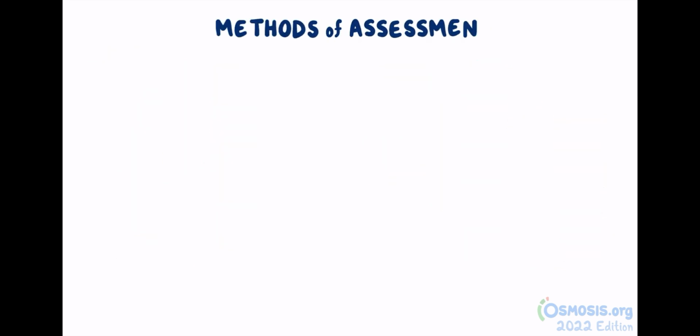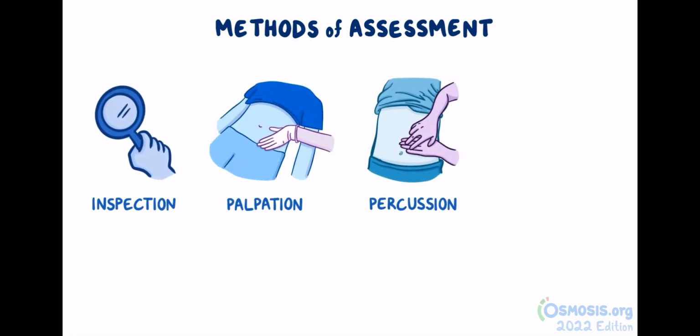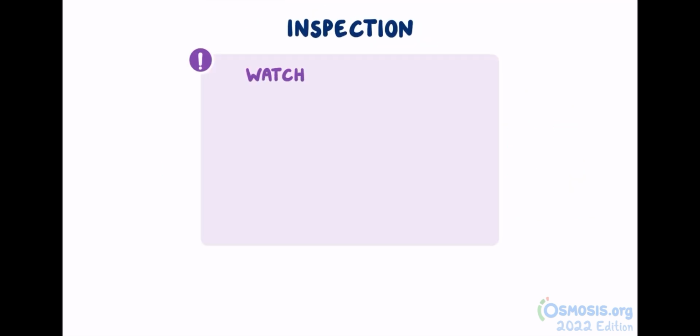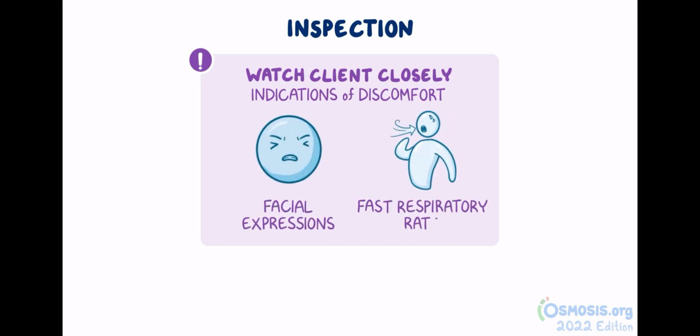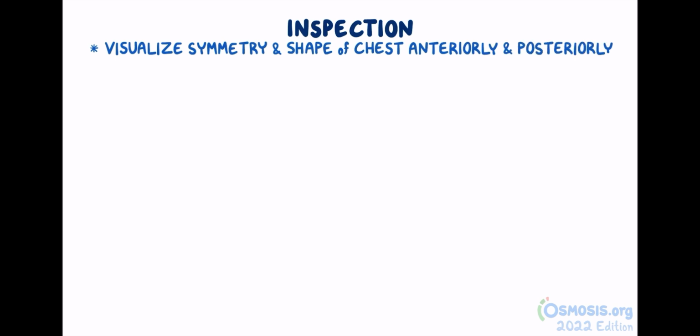Now, methods of assessment for the thorax and lungs include inspection, palpation, percussion, and auscultation. As you begin your assessment, be sure to watch your client closely for indications of respiratory discomfort. These may include facial expressions or other cues, such as fast respiratory rate. Then, visualize the symmetry and shape of the chest, both anteriorly and posteriorly.